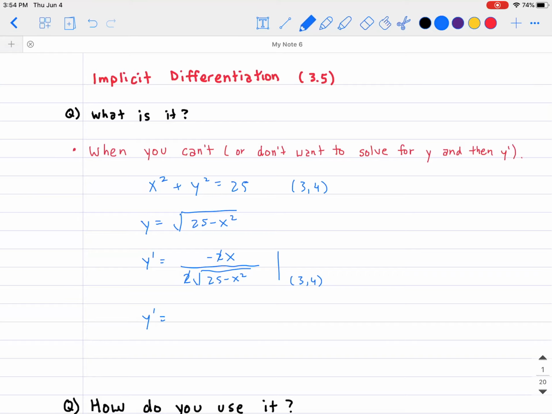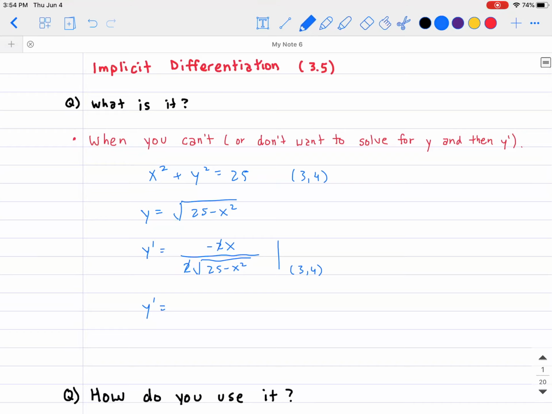So the derivative, the slope at the point of tangency, is going to be the following. We plug in 3, and then divide by the square root of 25 minus 16, which looks like it's going to be equal to 9, is that right? No, 25 minus 9, so that's going to be the square root of 16, so the answer is equal to 3/4.